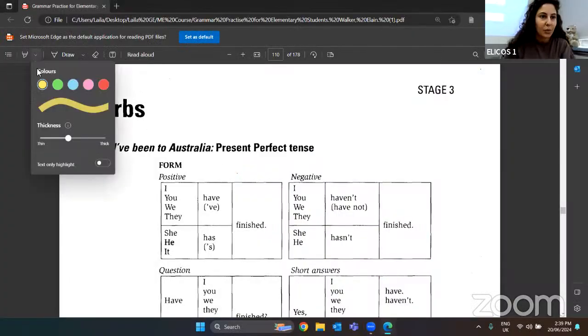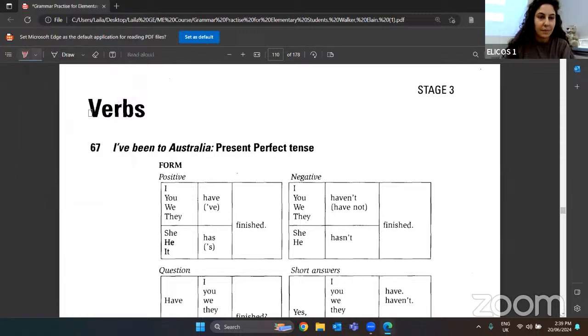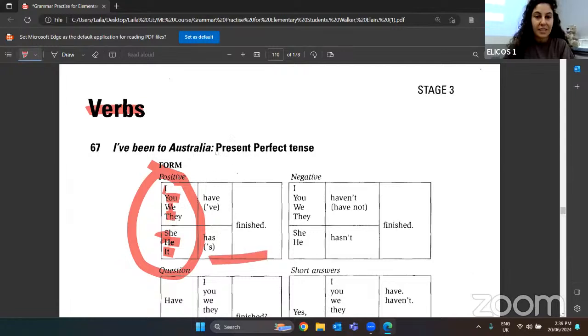Okay, so you can see we're looking at verbs, which means our action words, right? So it's an action that we are doing, or someone, because we've got the subject. So maybe the subject is I, you, we, they, she, he, it. So who is doing this action? The subject always goes first and then the verb. Now, this verb is called the present perfect.